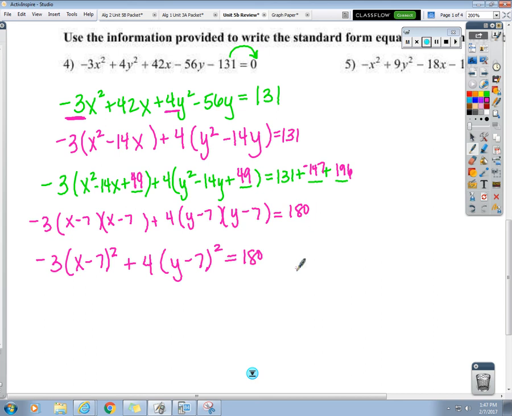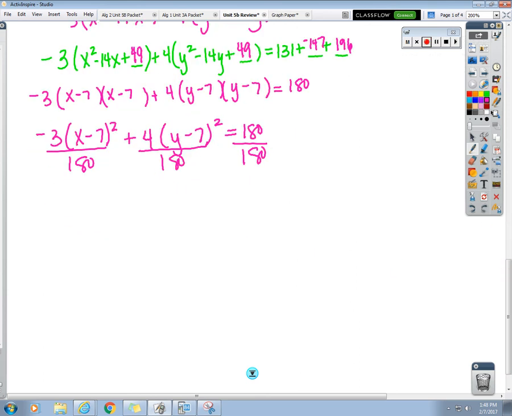Okay, now what do we do? Put it over 180 because all hyperbolas equal 1. And that means you put this over 180 and this one over 180. So now what do we need to do? Well, reduce. Negative 3 over 180 reduces to what? Negative 1 over 60. So negative 1 over 60. And then 4 over 180 reduces to what? 1 over 45. Okay.